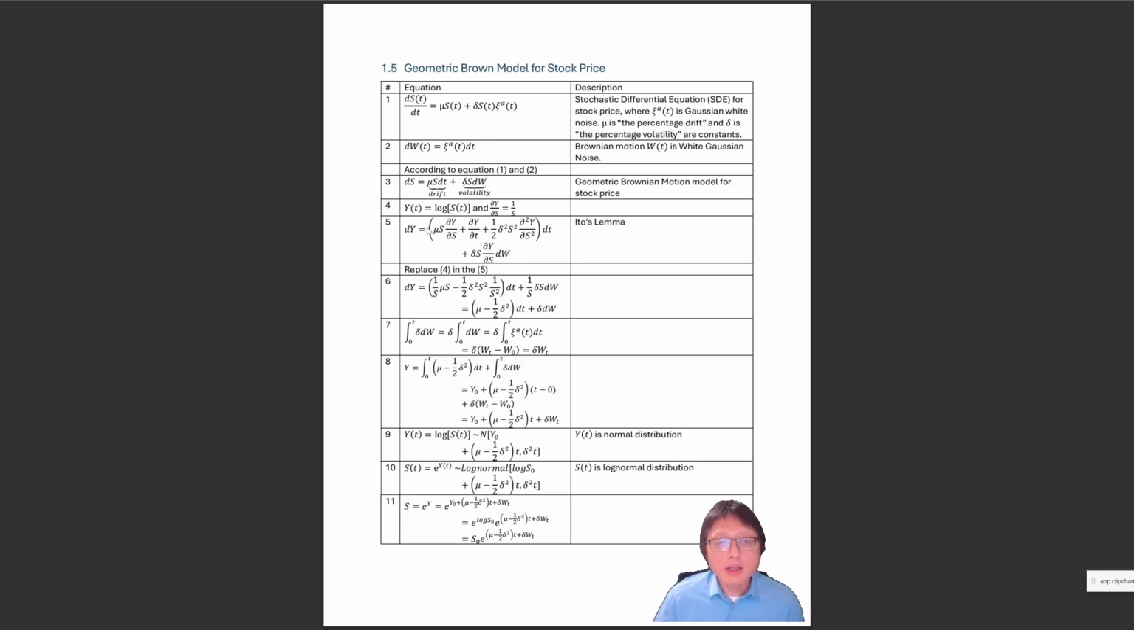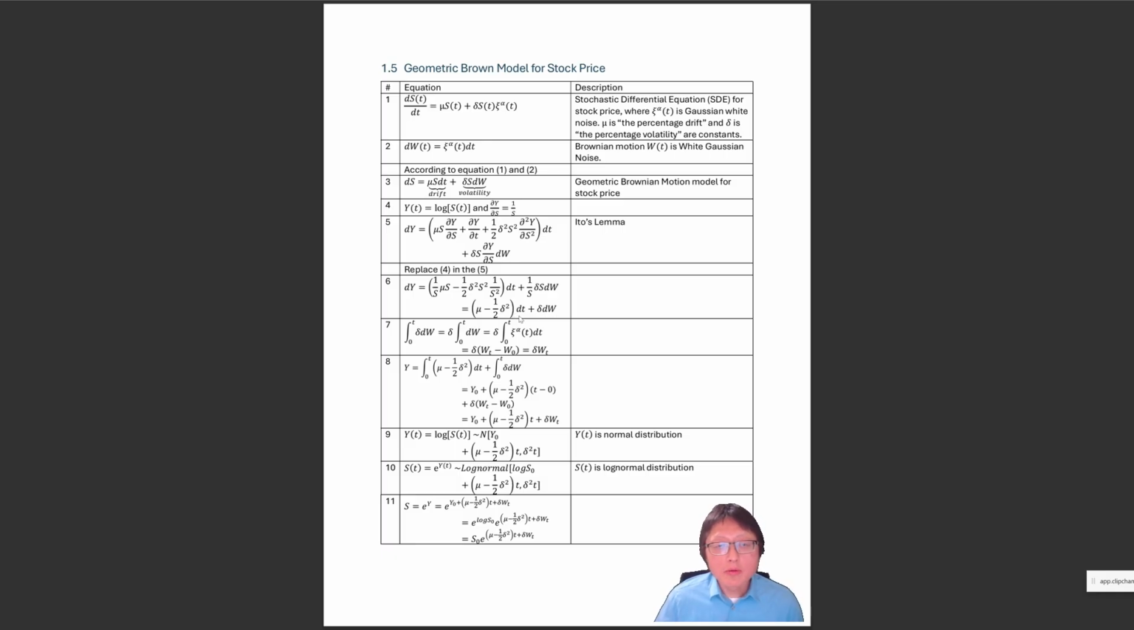You have to solve the dy, and because we already know the relationship between y and s, we just replace the y and s using equation 4 in equation 5. So we will get dy equal to this plus this part. And we further simplify this equation. We got a simpler form: dy equal to (mu minus half of delta square) dt plus delta dW.